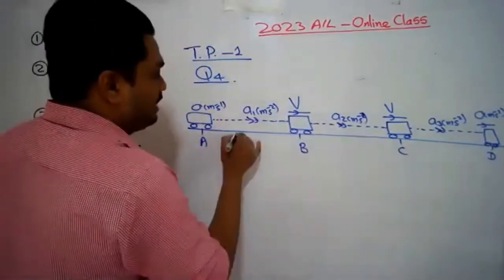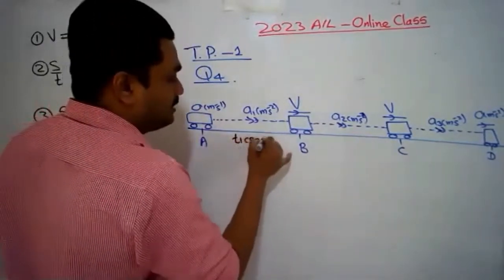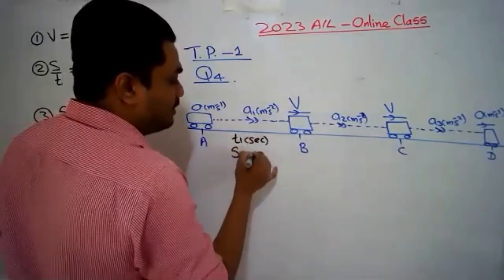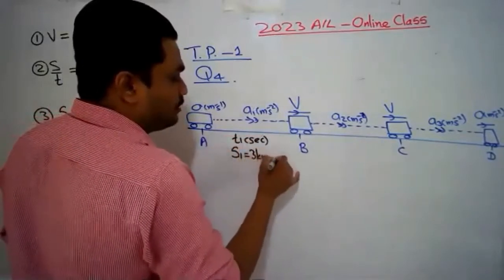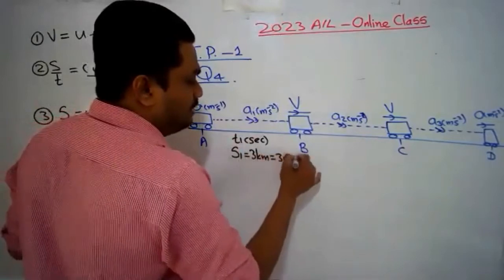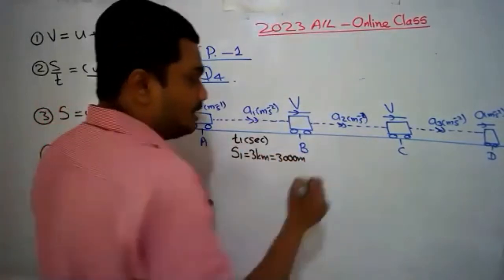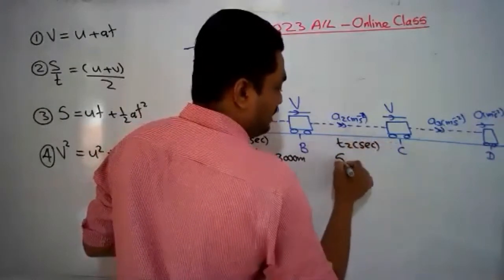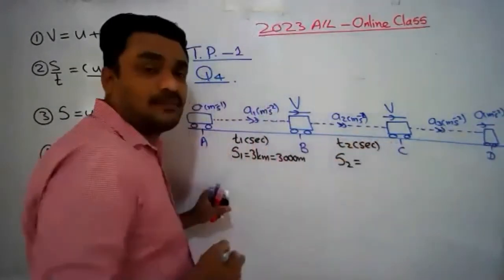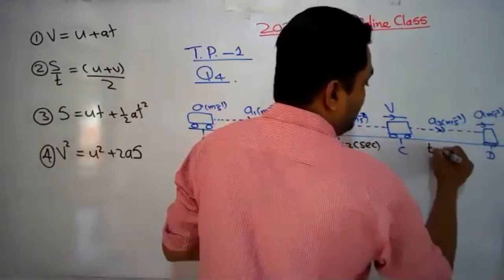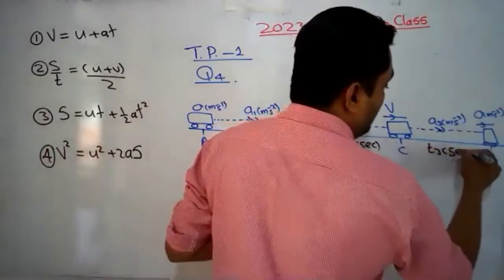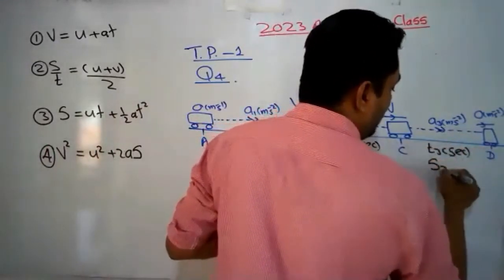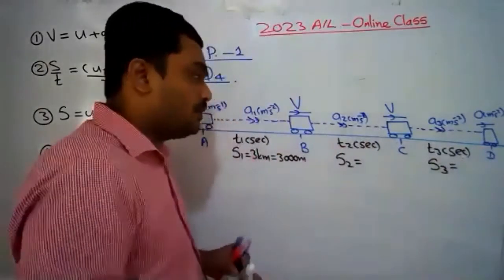A to B time taken, let's say t1 seconds. Displacement from A to B is given as 3 kilometer. 3 kilometer means 3000 meters. B to C time taken, I'll mark it as t2 seconds. S2 displacement. Somebody unmute the mic and tell me. And t3 is the time taken for the vehicle to travel from C to D. S3 is the displacement from C to D.